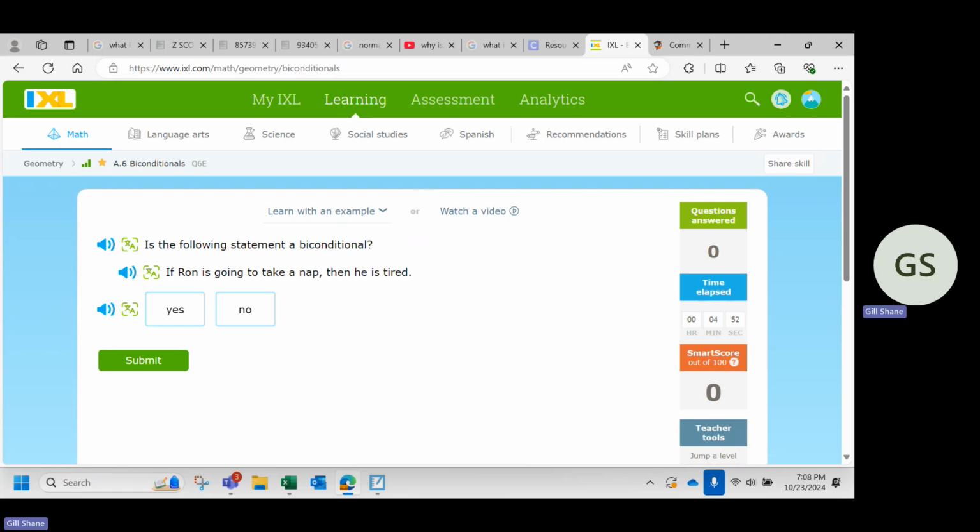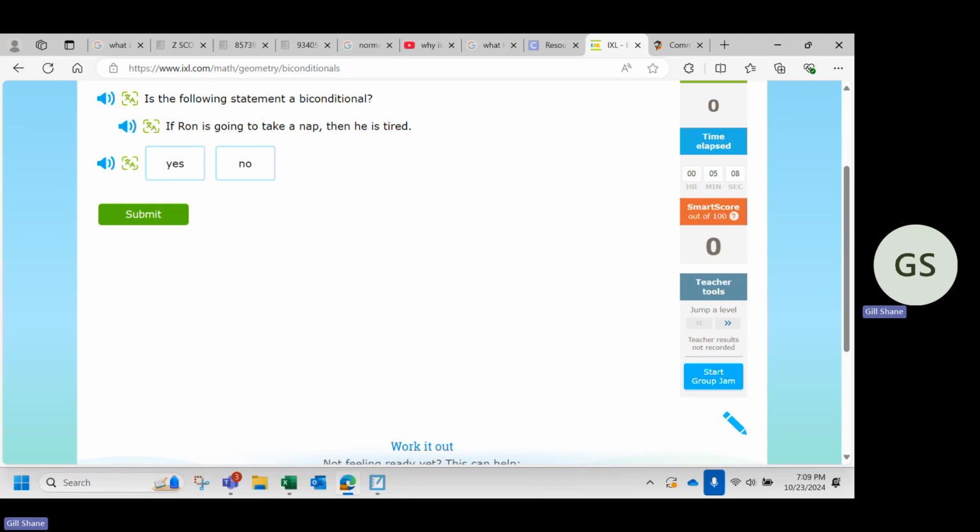If Ron is going to take a nap, then he is tired. So that's the original. I need to make the converse. I can't. Actually, I can write on here somehow. Yeah, there we go. So the converse would just be, let me take the end part and make it the beginning. So I'm going to write if Ron is tired. So I'm going to keep Ron as the beginning. If Ron is tired, I'm reversing it, then he is going to take a nap.